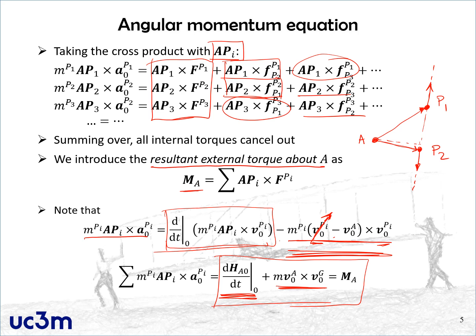Of course, we will usually pick the reference point A, from which we compute all the moments, in a smart way, so that this term over here can be equal to 0. We will either take a point that is not moving, so the velocity of A is equal to 0, or we will take A equal to G, so that this cross product is equal to 0.